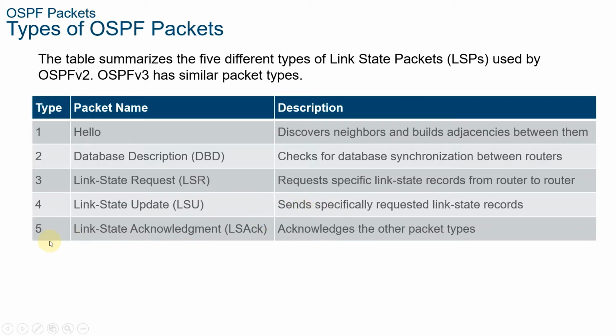The last OSPF packet is type 5, also known as the link state acknowledgement, or LSAck. When an LSU, or link state update, is received, the router sends an LSAck, or acknowledgement, to confirm receipt of the LSU. The LSAck data field is empty.